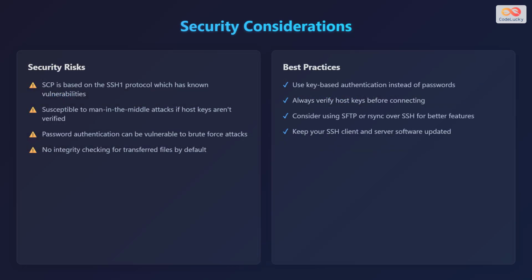When using SCP, it's important to be aware of potential security risks. SCP is based on the SSH version 1 protocol, which has known vulnerabilities. It is susceptible to man-in-the-middle attacks if host keys aren't verified. Password authentication can be vulnerable to brute force attacks. By default, there is no integrity checking for transferred files. Some best practices include using key-based authentication instead of passwords, always verifying host keys before connecting, considering using SFTP or rsync over SSH for better features, and keeping your SSH client and server software updated.